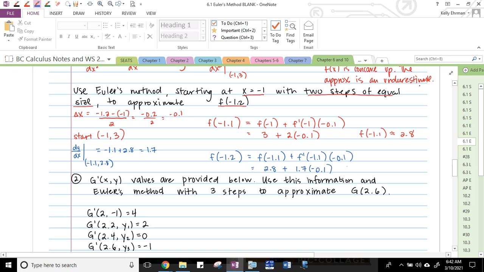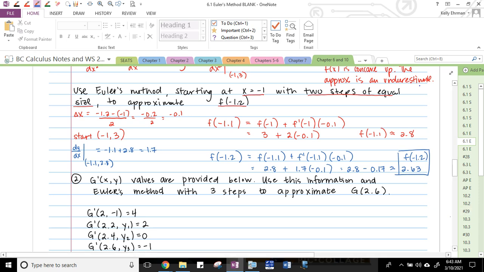And that's what? 2.8 minus 0.17, which is 2.63. So our approximation for f of negative 1.2 using Euler's method is 2.63. That was with 2 steps.